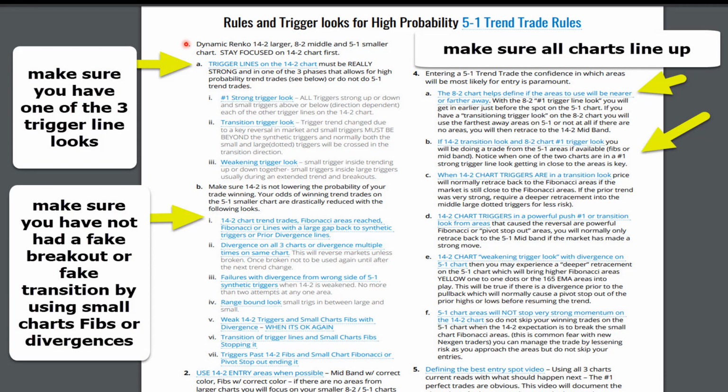Number one, you have to have one of the three looks, strong, transition, or weakening look on the 14-2 chart or larger chart. B, make sure that you don't have one of these conditions, fibs or divergence or the wrong trigger lines, that could terminate or lower the probability of your trend trade winning. And then when you have synergy between your 8-2 and your 5-1 chart, you're going to really have a higher probability trade. When you don't have synergy between your 5-1 and 8-2 chart, not that you won't get a trade, but it won't be the highest probability trade.